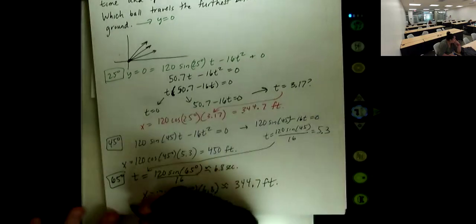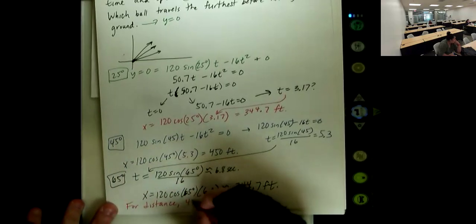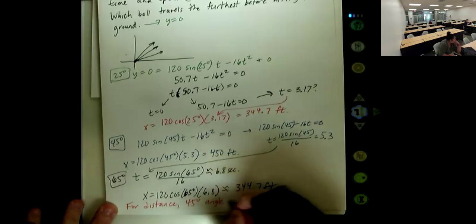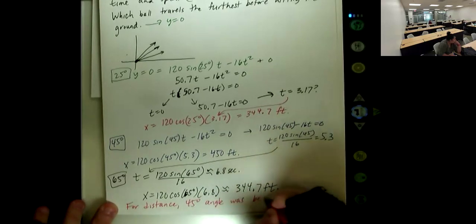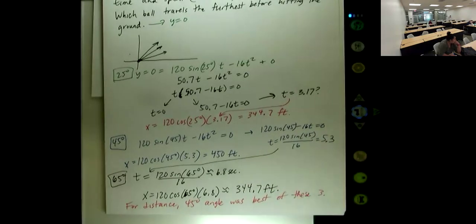For distance, the 45-degree angle was best of these three. When you take a calculus-based physics course, you will find out for sure that that is the best angle no matter what. 45 degrees is the optimal angle for a launch if you're going for distance.